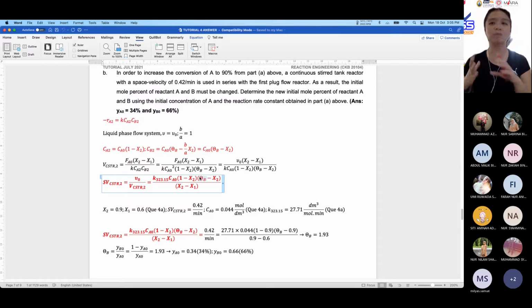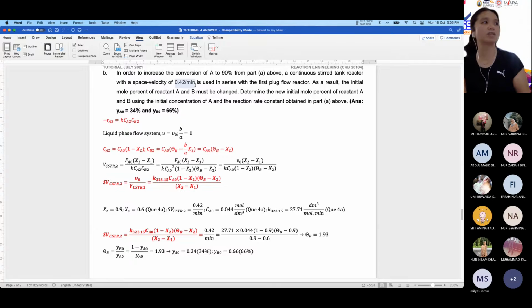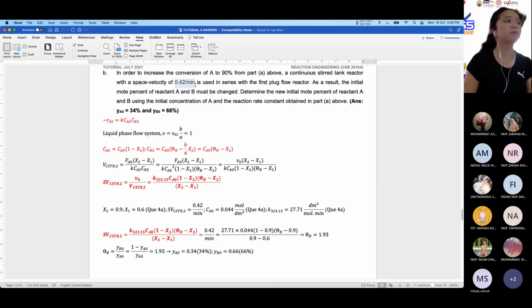So from this equation kamu dah tahu, the only thing yang akan berubah kalau I change YB0, I change YA0 is theta B. So vice versa, pemahaman dia. So kalau saya boleh cari theta B yang baru, I can then find YB0 dan YA0 yang baru. So means from this equation, theta B is my unknown. The rest I need to substitute with numbers in order to get theta B dahulu. Okay, so how to get theta B? Okay, right. So space velocity is already given. The second CSTR space velocity is 0.42 per minute.